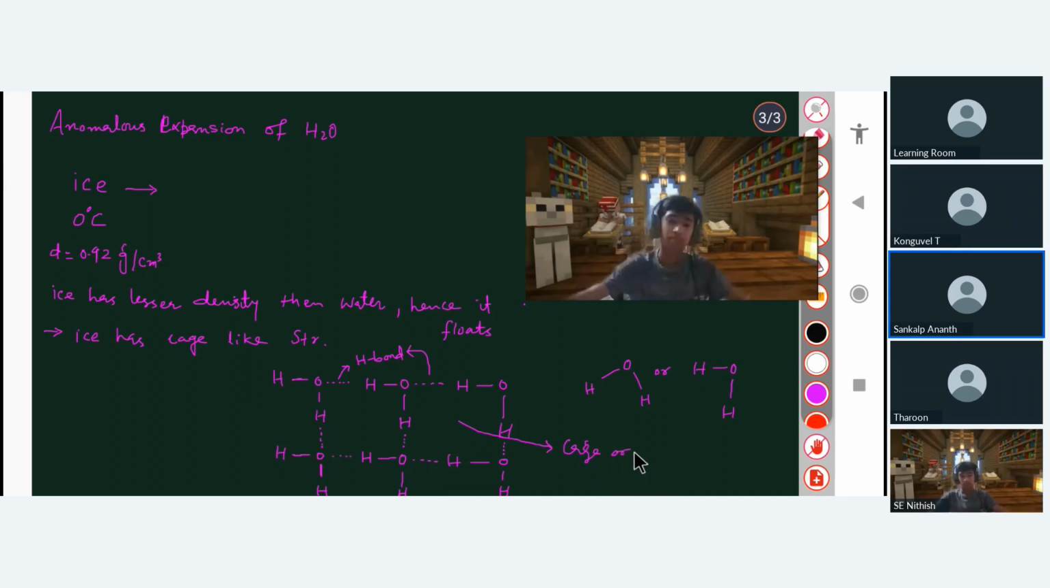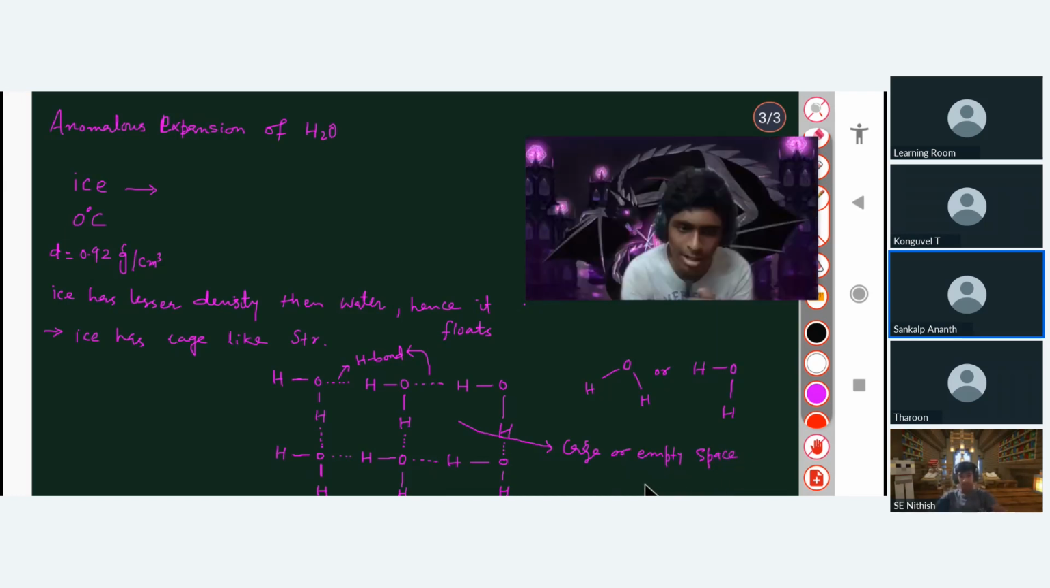But sir, when a bond is forming, it has to attract, right? Then it has to contract. How does it expand? I told you that this hydrogen bond is a weak bond. It is not a strong bond. It will not contract. There is an empty space left. These boxes which you are seeing here are the empty spaces.